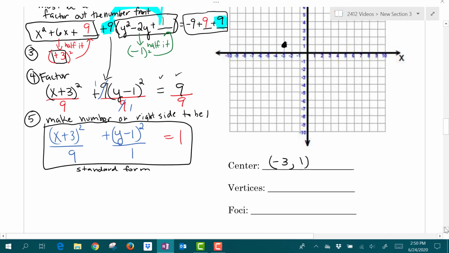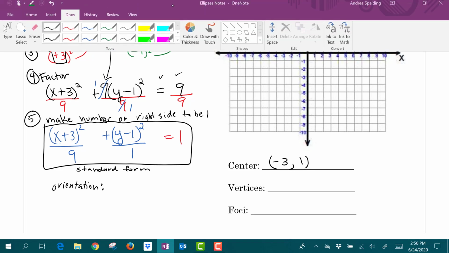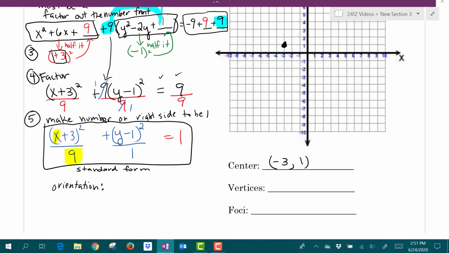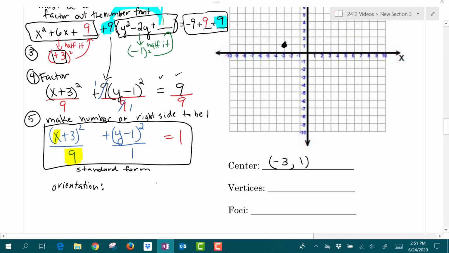In order to find the vertices and the foci, we need to know what is A, what is B. We also need to come up with our orientation, right? Okay, the orientation for an ellipse comes from finding the larger denominator. There we go. And it's underneath the x term. So the orientation is that the major axis is parallel to the x-axis, which means it's horizontal.